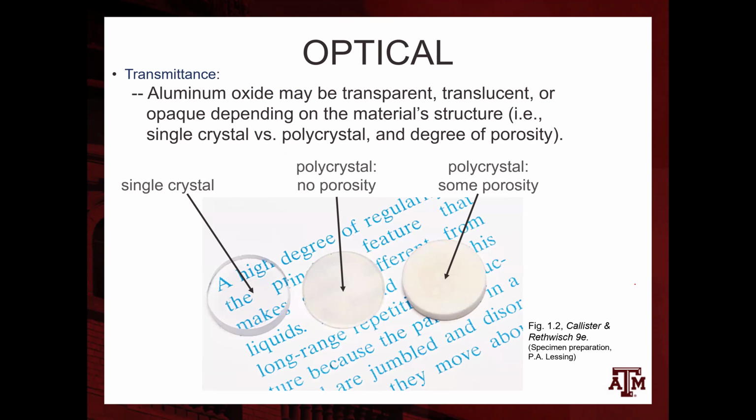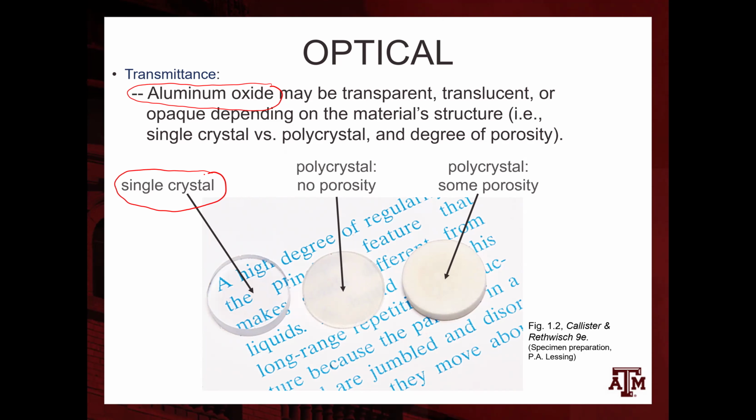Then even something like optical properties of materials, you can see that those will also be controlled by the underlying structure of the material. So we can talk about the same material. For aluminum oxide, if we make it as a single crystal, it doesn't have any microstructure feature. It's just one single crystal. There are no grain boundaries or interfaces.